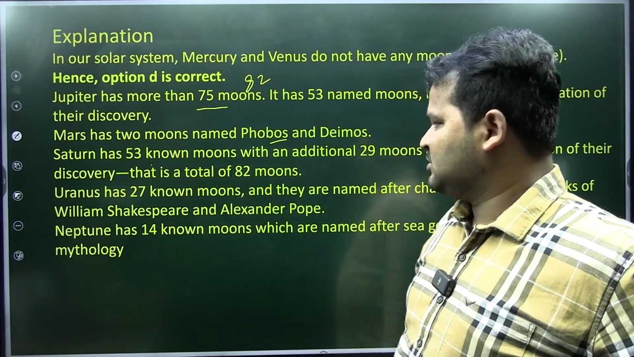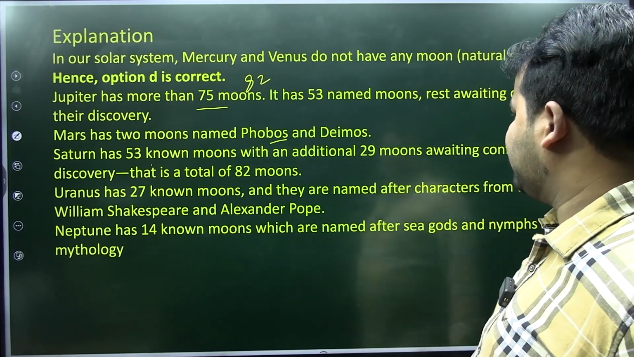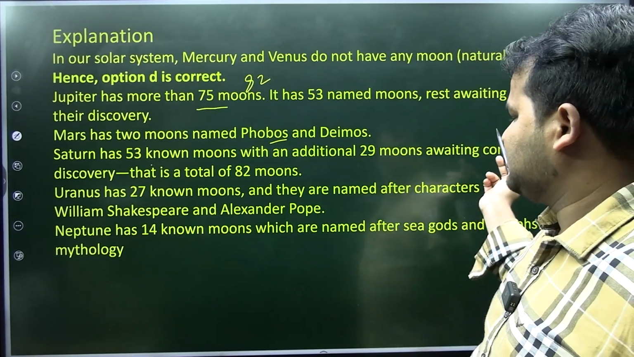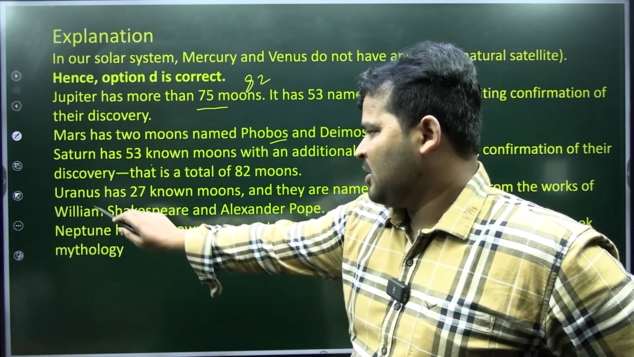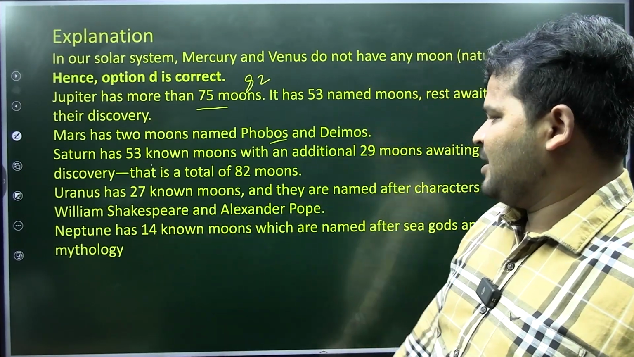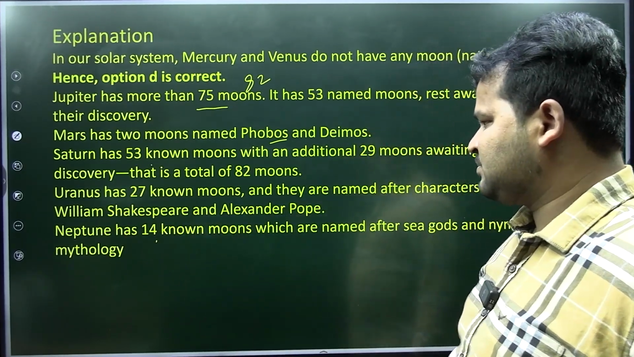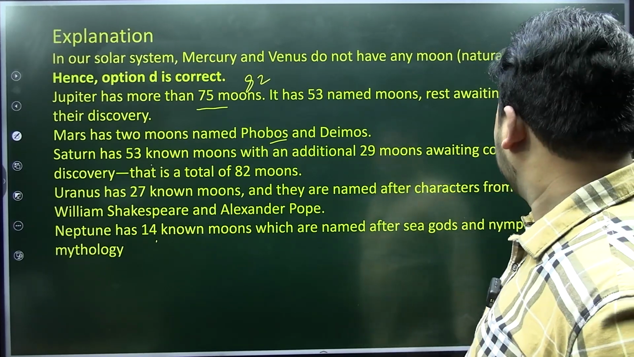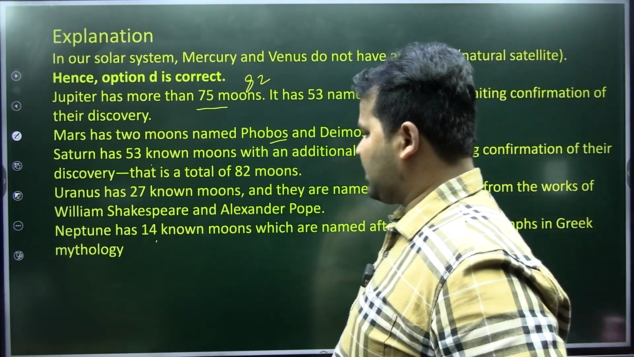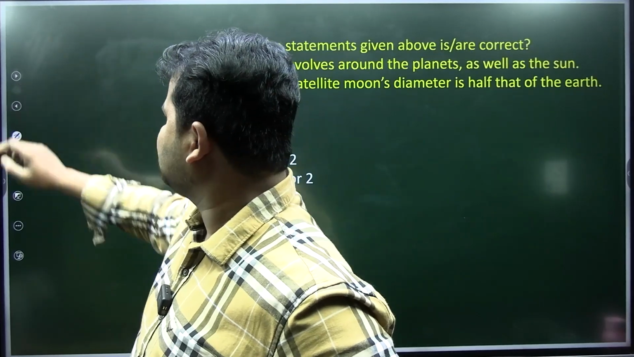Saturn has 53 moons, and some additional ones may be there, as they are still under discovery. Uranus has 27. Neptune has 14 moons. So this is the information.